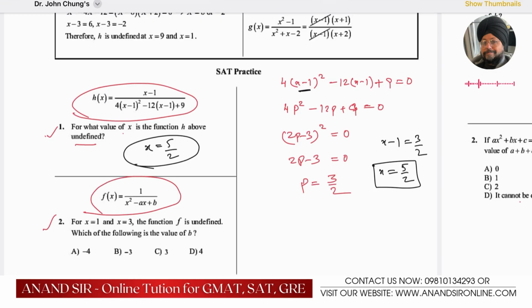There is a function given as this. It is undefined at 2 values. It means in the denominator it has 2 factors. It means the denominator should be x square minus 3x plus 2. Then it is asking us what's the value of b. But here, b is equal to 2. Sorry, it is x equal to 3. So this is 3. So this becomes x square minus 4x plus 3.